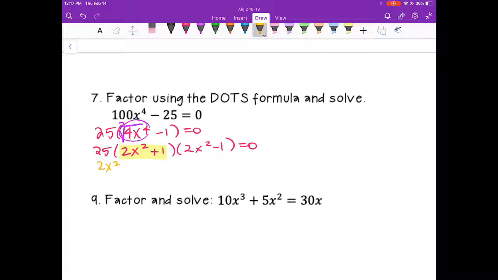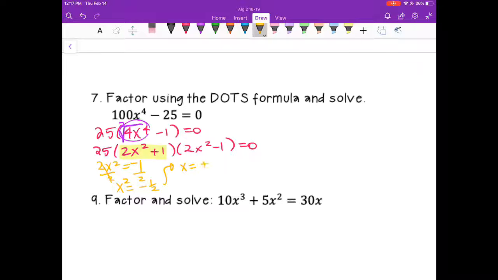2x squared plus 1. As I set that equal to 0, I subtract 1 first from both sides. So I get 2x squared equals negative 1. Divide both sides by 2. x squared equals negative 1/2. When I square root both sides, I get imaginary solutions, which, fine, just recognize that.